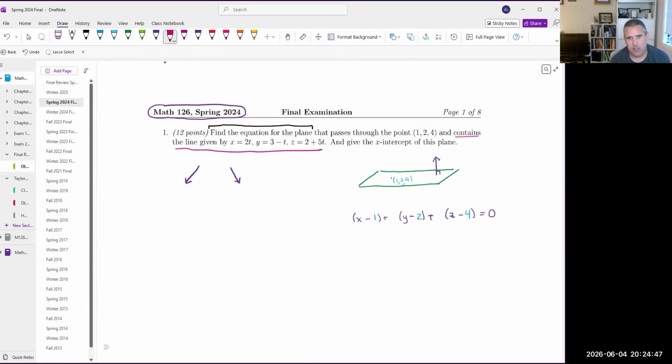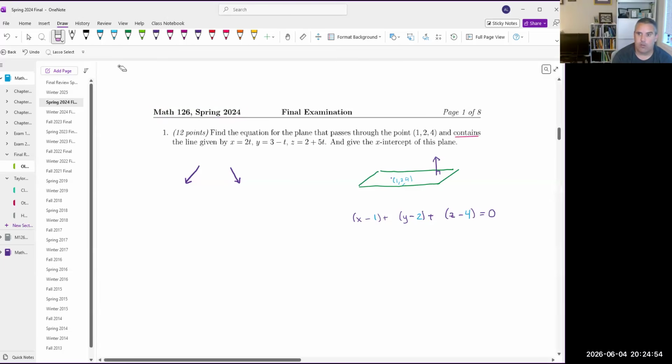So what does it mean for a plane to contain a line? It's very different than is orthogonal. Yeah, it means it's parallel, and even more, it means it's on there. So the word contains is another way to say on. The line is on there. If I was going to draw it, it's right here. That's very different than orthogonal.